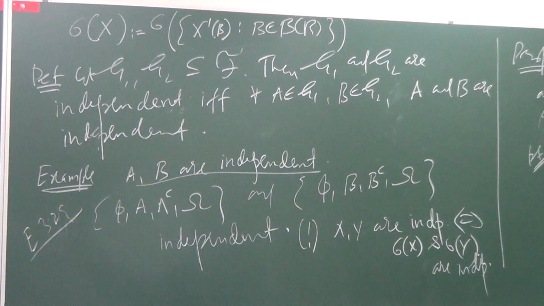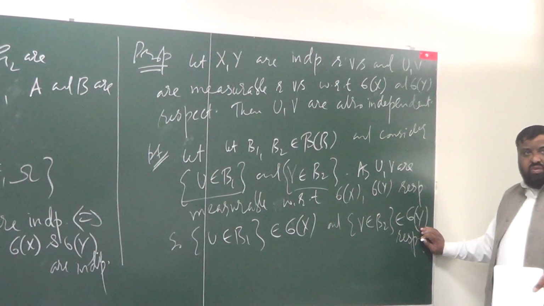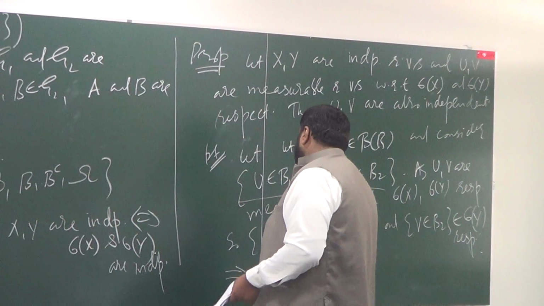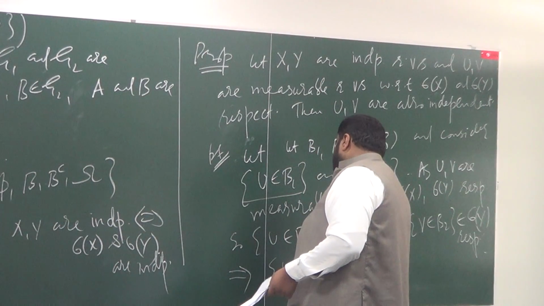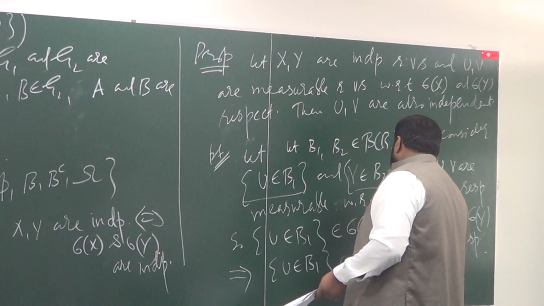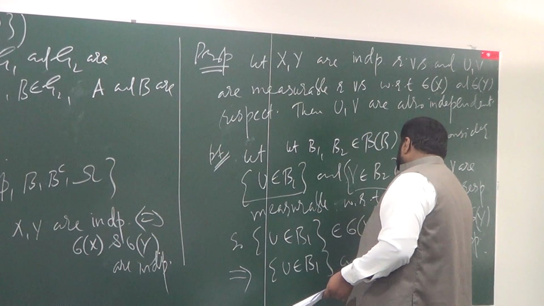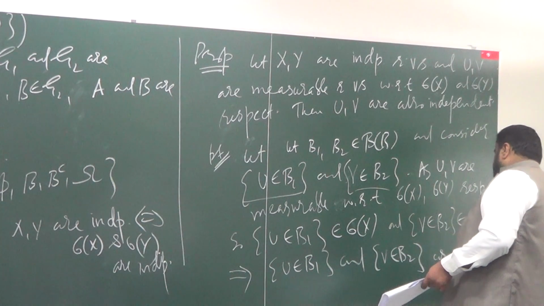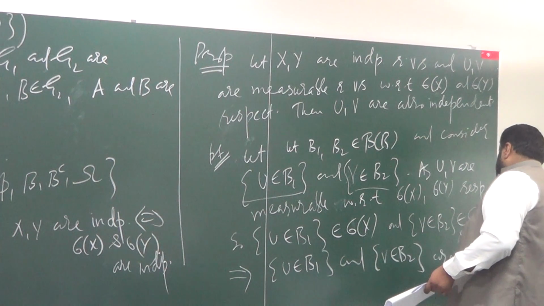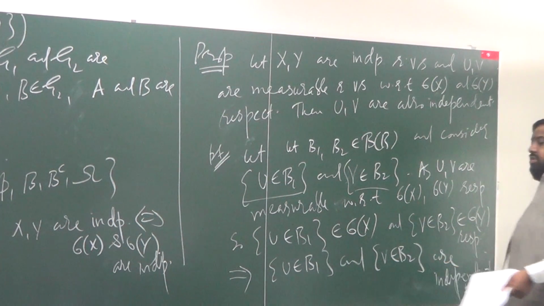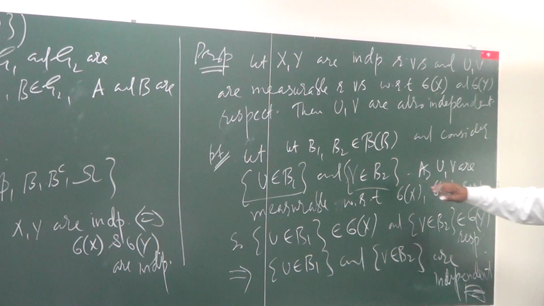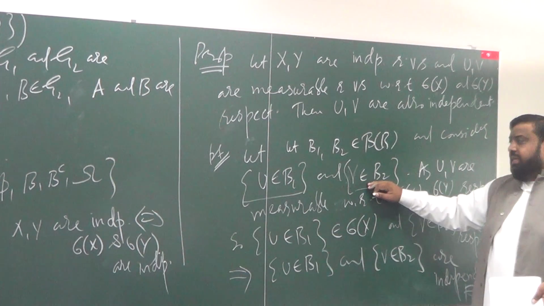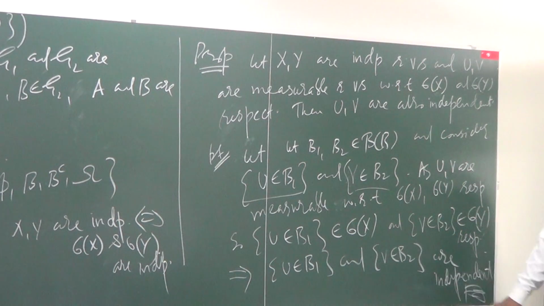Now since these two sigma fields are independent, what does this mean? This means that these two events, {u belongs to B1} and {v is in B2}, are independent. And this completes the proof. That's what we needed to prove. You take two arbitrary Borel sets and show that these sets are independent. Why are they independent? Because they belong to the independent sigma fields. That's it.